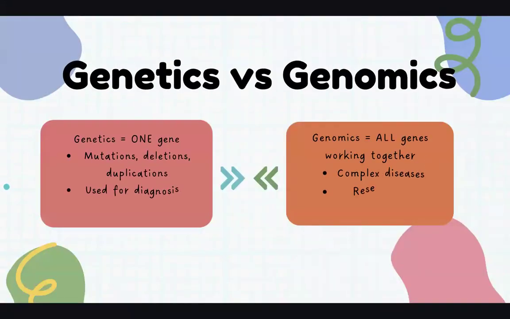All right, so just a quick intro into the difference of genetics and genomics. Genetics is looking at one gene at a time. We're thinking mutations, deletions, duplications. They're little tiny edits that can change the whole story, right? Changes everything when we have these small little edits in our genes. We use genetics for diagnosis and for precise medicines.